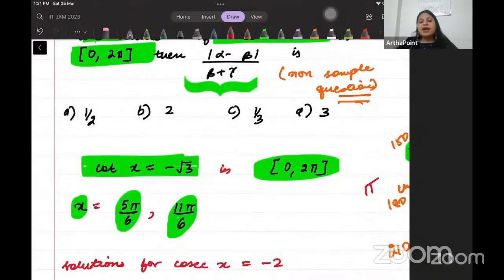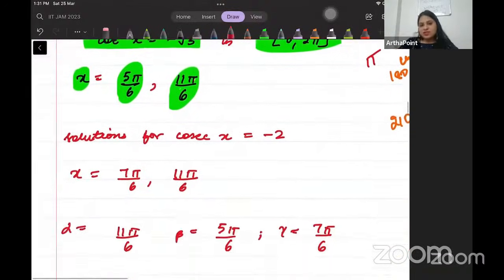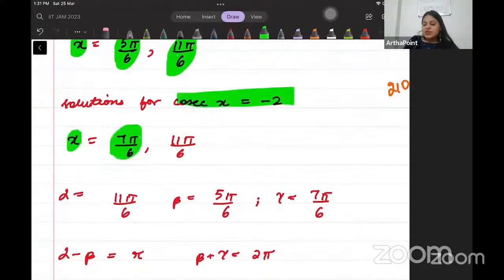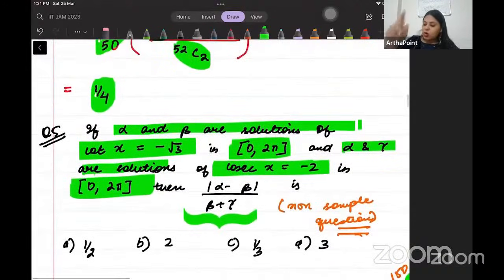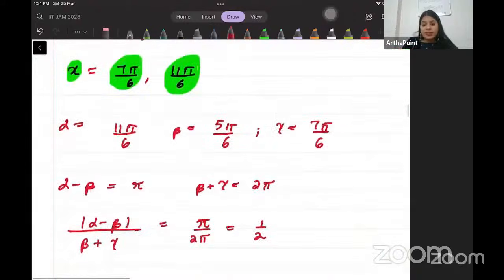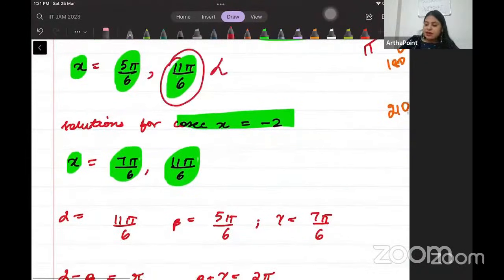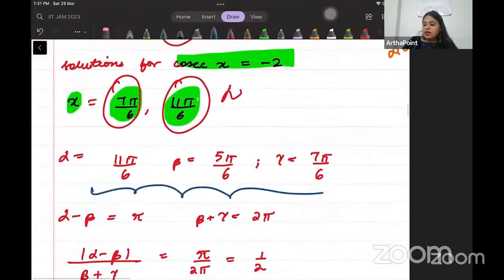So anyways, coming back, cot x is minus root 3 when x is 5 pi by 6 and 11 pi by 6. Similarly, if cosec x is minus 2, x is going to be 7 pi by 6 and 11 pi by 6. Now note that they have one common factor, which is alpha. And I'm getting a common factor here also, which is 11 pi by 6, right? So this becomes my alpha on both sides, which means that one will be beta, one will be gamma. So I have got alpha, beta, and gamma.